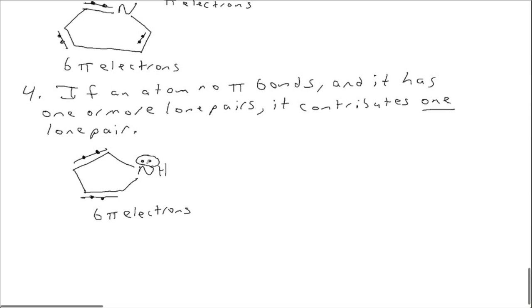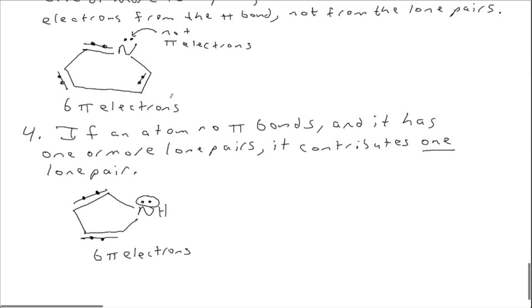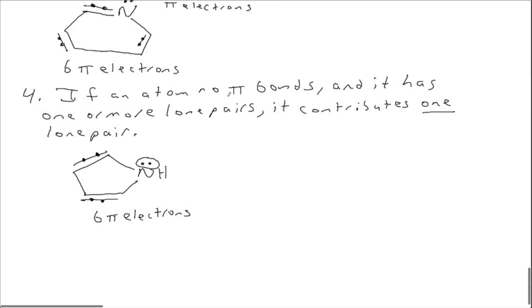So is it possible for a lone pair to be pi electrons? Yes. But is it guaranteed that a lone pair is pi electrons? No. You have to check for a pi bond first. Okay, good.